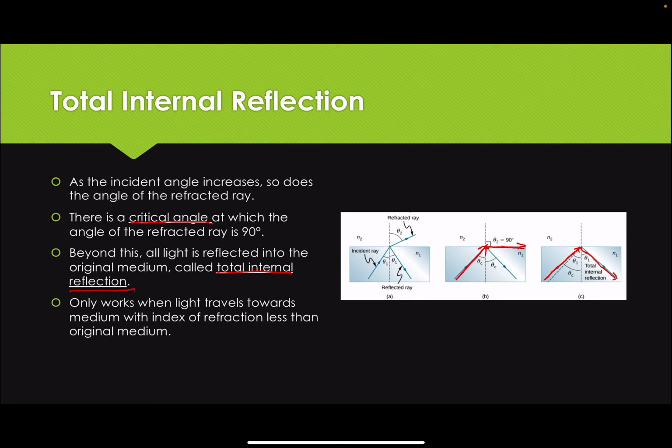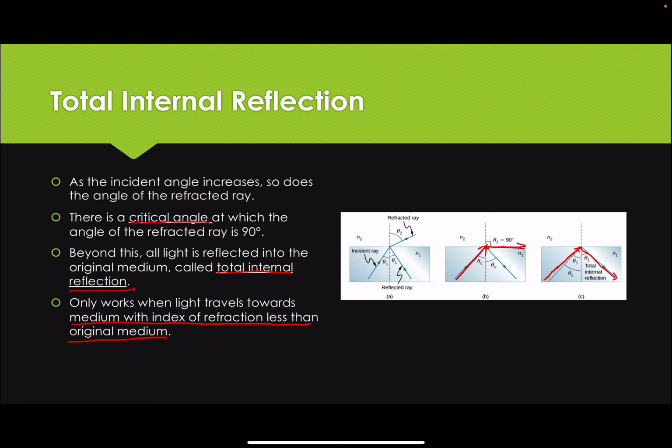Now, this only works when we're traveling towards a medium with an index of refraction less than the original medium. Only if we're going from something that's thicker to something thinner. It only works, for example, water to air. If we try to go air to water, there is no critical angle. No matter what angle, the light won't be able to be totally reflected. But if going from water to air, if the light's in the water and it's shining towards the air, there is some angle we can shine the light at that the light does not leave the water.